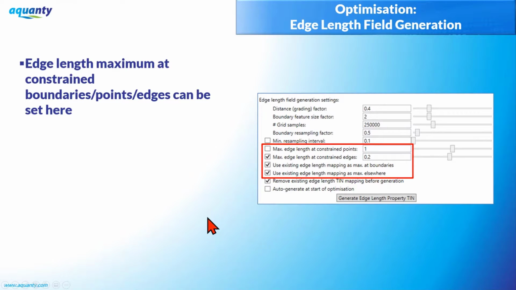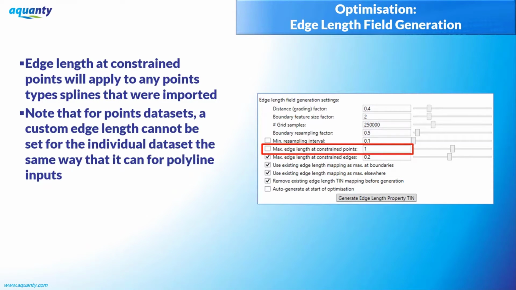So these next 4 settings adjust which edge length constraints are actually honored during the edge length field generation. The edge length at constrained points will apply to any point type splines that were imported. Note that for points data sets, a custom edge length cannot be set for the individual data set in the same way that it can for polyline inputs. So this is especially important to have checked off if you are importing something like well locations where you might want additional refinement surrounding the well. This is a global setting, so it would apply to every point type data set that you have imported.